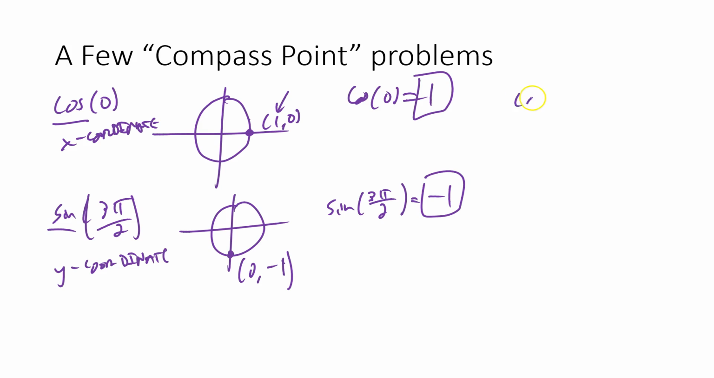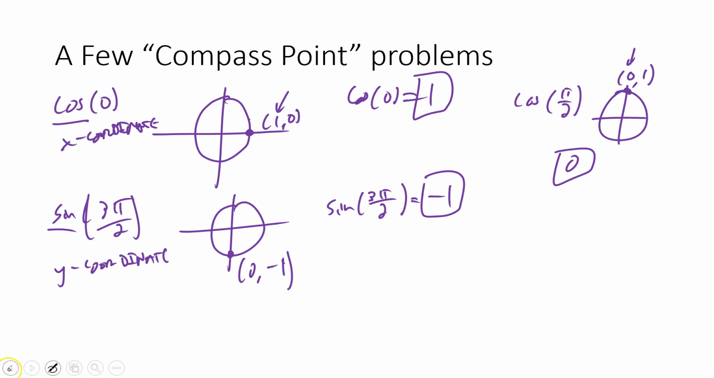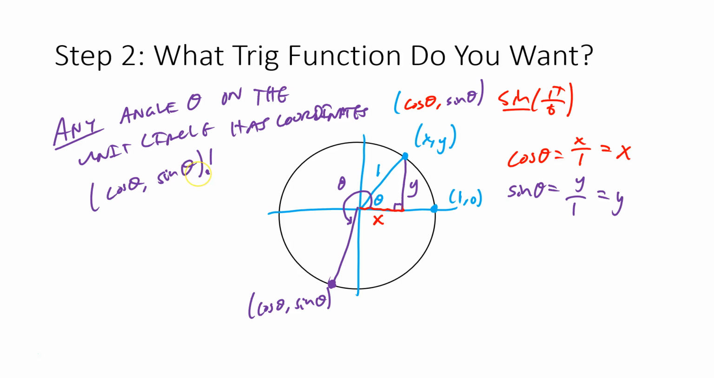Let's do one more. Cosine of pi over 2. So pi over 2 is at the top of the circle right there. And the coordinates there are 0, 1. Cosine is the x-coordinate, so it's 0. So all cosine and sine are asking for are the x-coordinate or the y-coordinate. Cosine always corresponds to x, and sine always corresponds to y, because we have this idea of this right triangle hiding inside the unit circle. So cosine is defined as the x-coordinate of the unit circle. Sine of theta is defined as the y-coordinate on the unit circle.